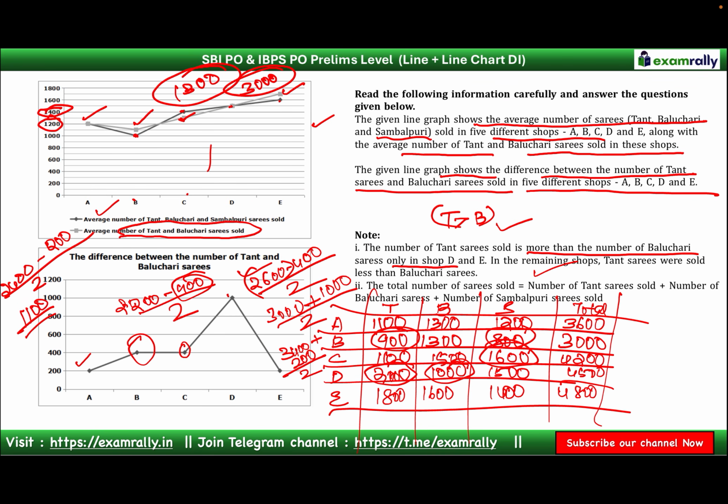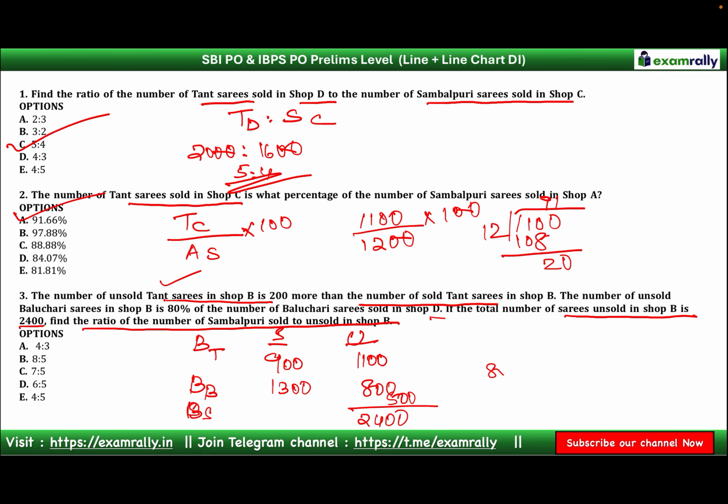Okay, what they asked to find the ratio of number of Sambalpuri sold to unsold in shop B. In Sambalpuri, the sold is what? 800. 800 is the sold and unsold is 500. So which is in the ratio 8:5. So do it carefully, okay? Otherwise you can get any mistake in this.